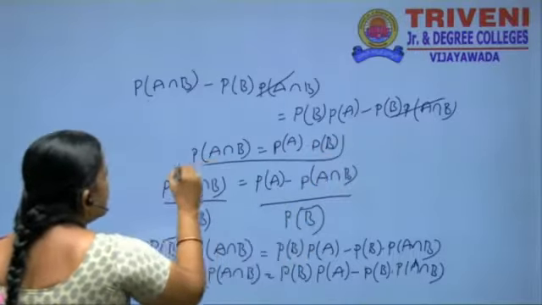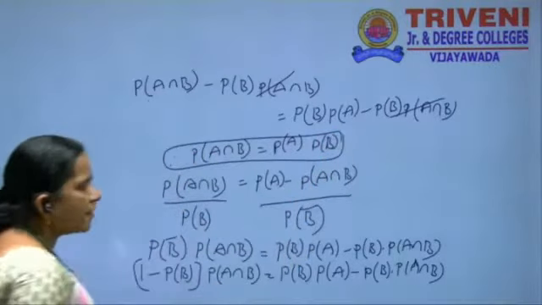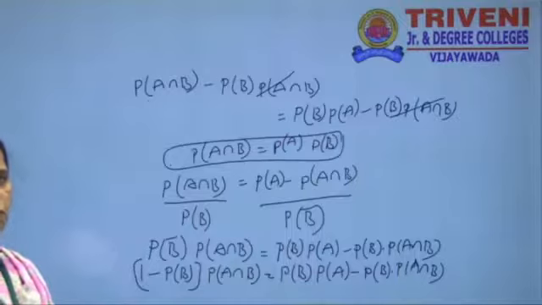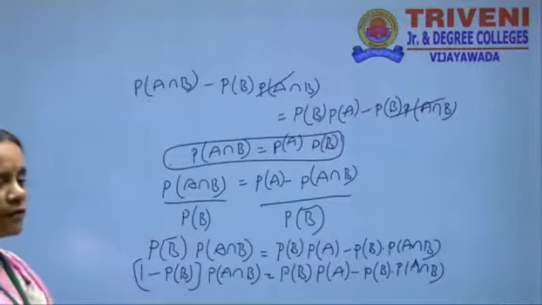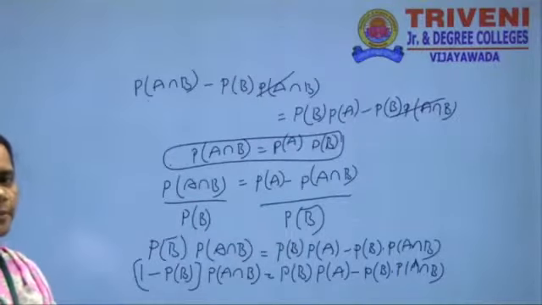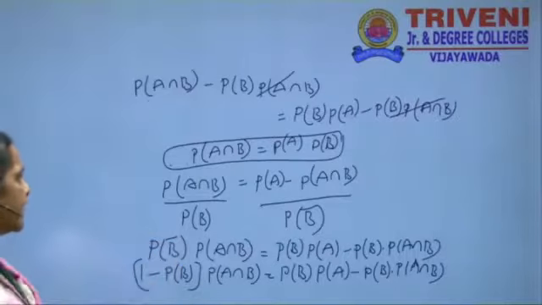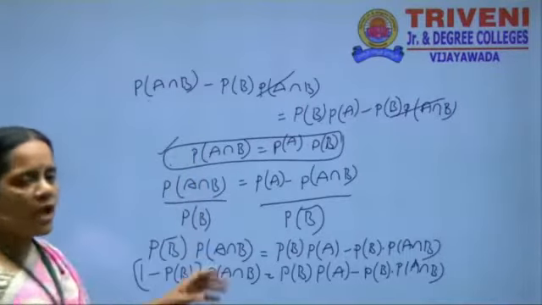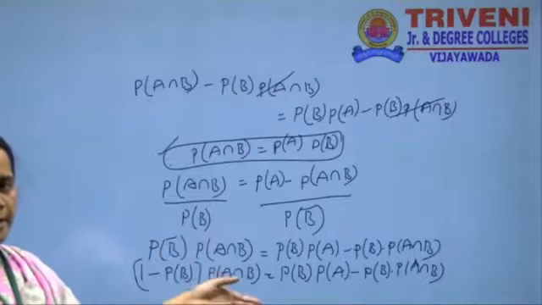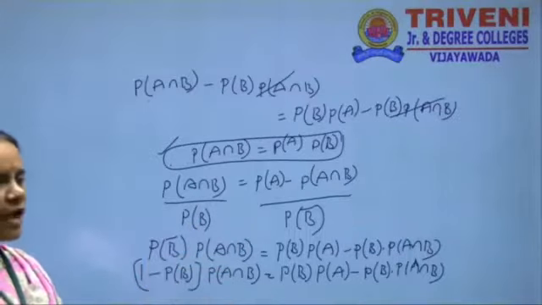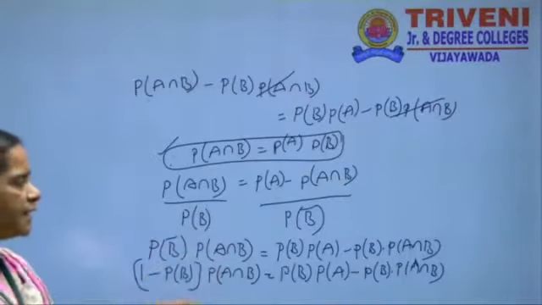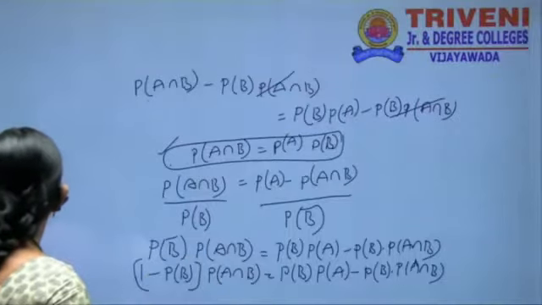This is the if and only if condition. First we prove that LHS is equal to RHS, taking A and B as independent events. In the second case, we have to prove that these are independent events: with the given value, A and B are independent events.